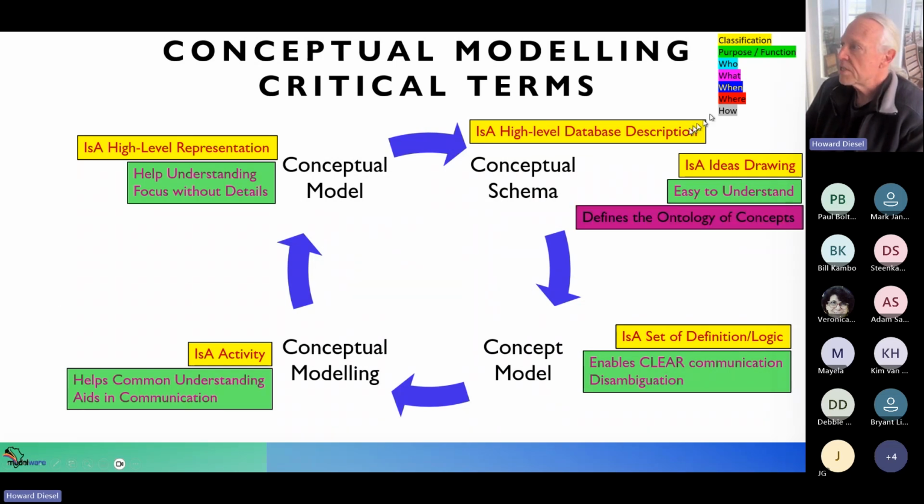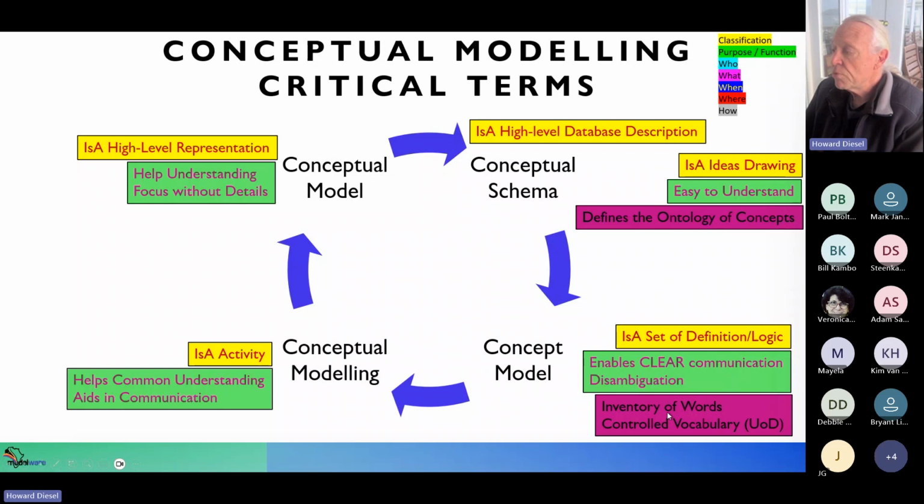Okay, what is the what part of a conceptual schema? It's the ontology of concepts. Okay, it's the concepts that exist in our problem domain. Okay, it's that controlled vocabulary. Okay, it's an inventory of words. It's a controlled vocabulary or a universe of discourse. That's what we are talking about. Okay, that's what the concept model is.